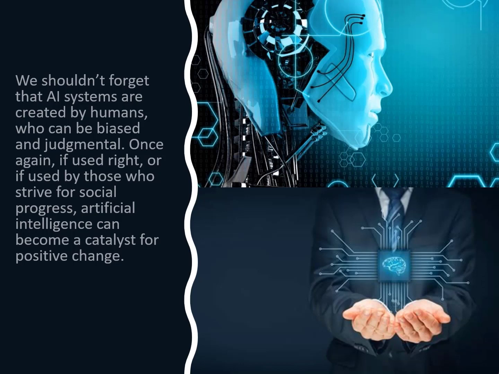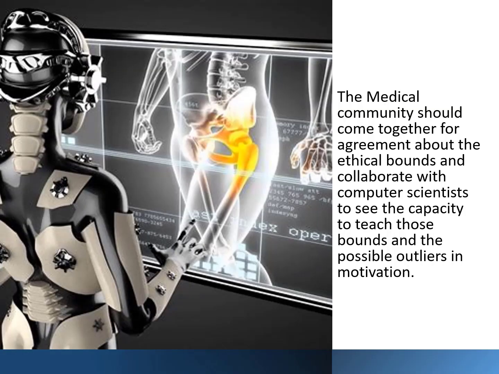We shouldn't forget that artificial intelligence systems are created by humans who can be biased and judgmental. Once again, if used right, or if used by those who strive for social progress, artificial intelligence can become a catalyst for positive change. In working with artificial intelligence, we need to collaborate with the computer science community to try to understand how we can create ethical bounds that can be taught to AI systems.